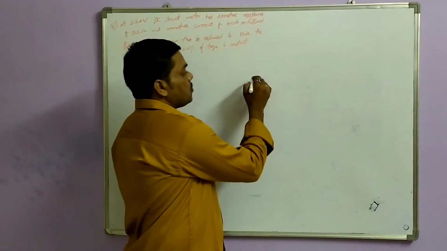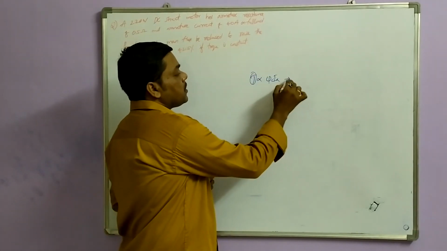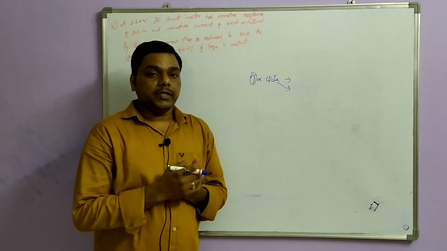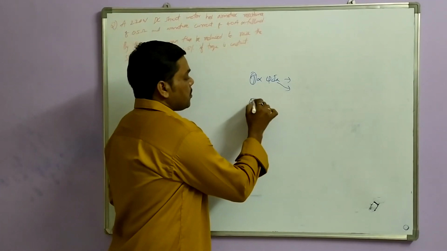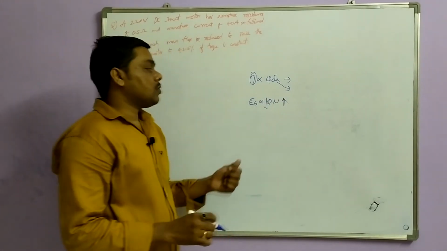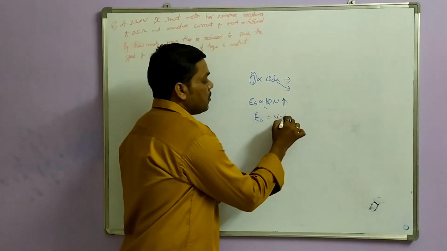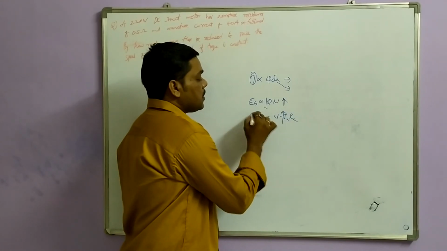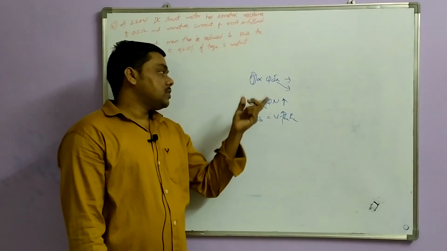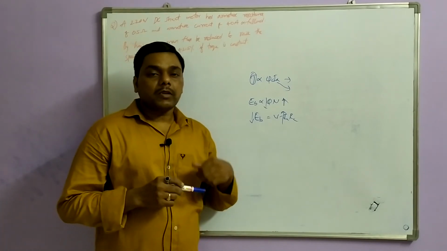We know that T is proportional to phi into Ia. Since T is constant, we can take the two cases and evaluate the flux relations and armature current relations. Also Eb is proportional to phi into N. Now flux and speed both change, so back EMF also changes, and back EMF is equal to V minus IaRa. When armature current increases, back EMF decreases. So by using these relations, we will evaluate the change in flux in terms of armature current.